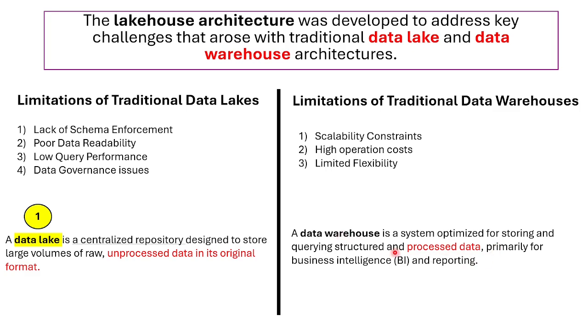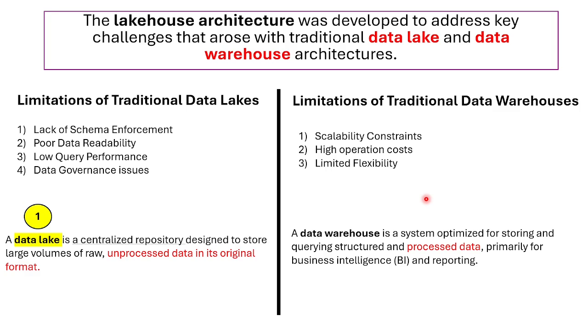So first of all, a data warehouse is a system optimized for storing and querying structured and processed data, primarily for business intelligence and reporting. A data warehouse included structured data. It did not provide a solution to include unstructured as well as semi-structured data. The limitations of traditional data warehouses were, first of all, scalability constraints because you could only store structured data, secondly high operation costs, and thirdly, limited flexibility.